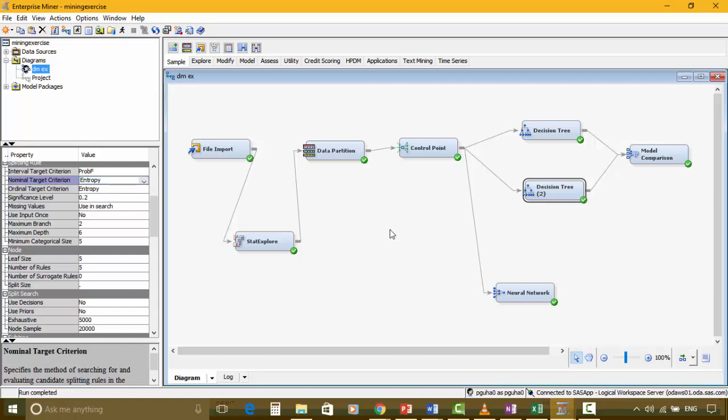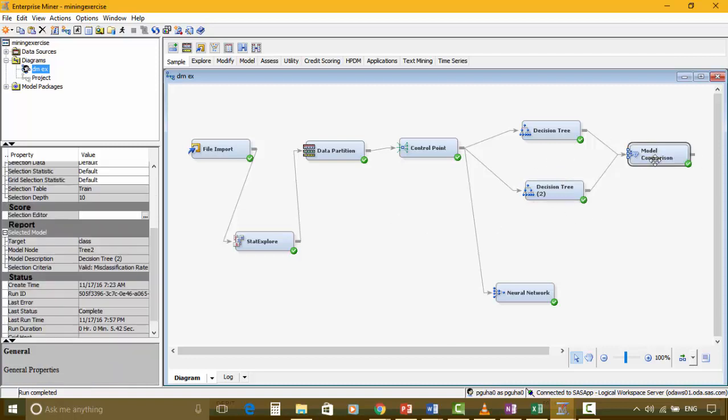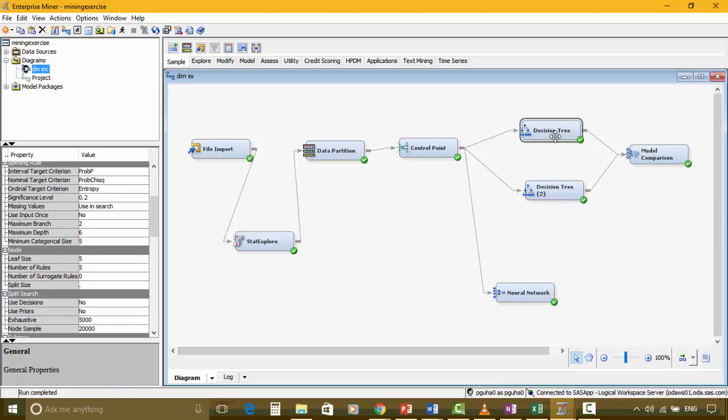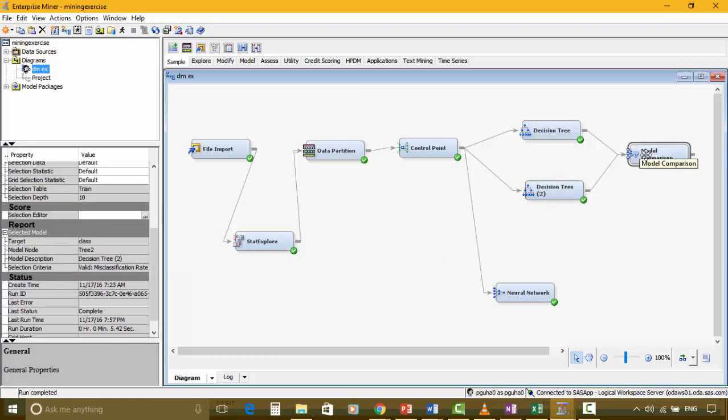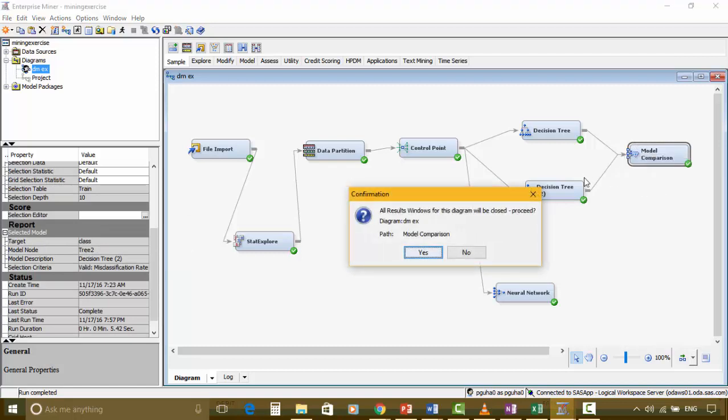Entropy is the measurement of the disorder of a system. In a decision tree, it is the measurement of the impurity of a node. It will determine the information gain that we will get when a split occurs based on a single attribute. So what we will do is compare both models. Decision tree 1 has the nominal target criterion as chi-square, and decision tree 2 has the nominal target criterion as entropy. So we will run the model comparison now.